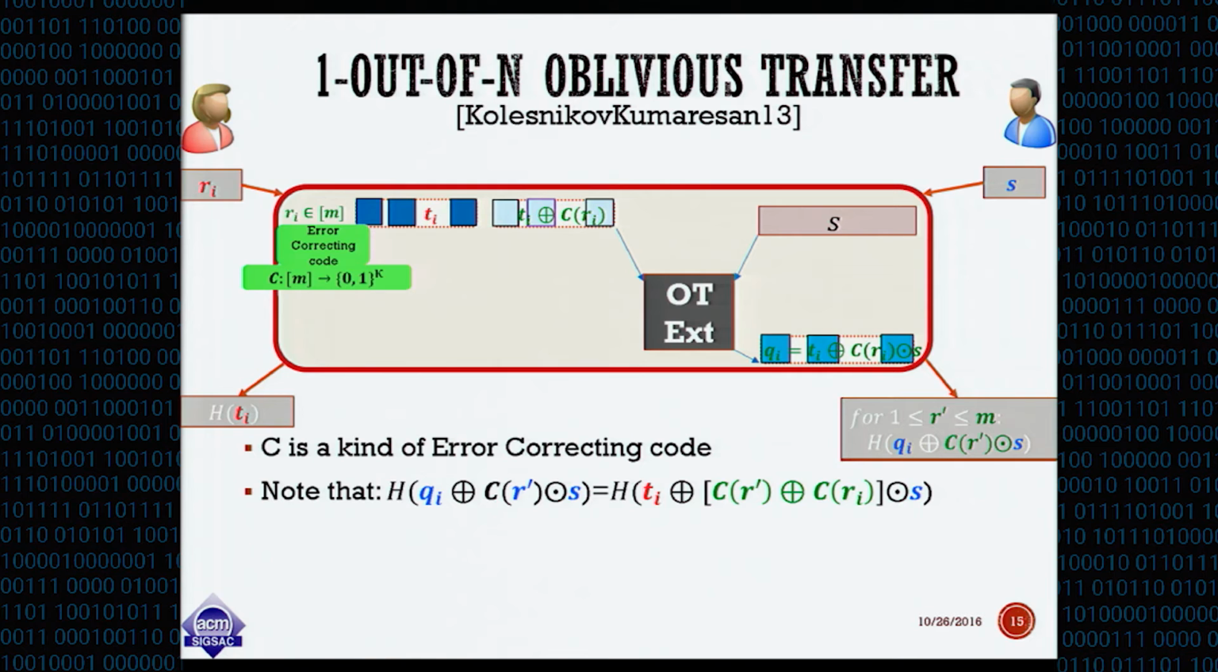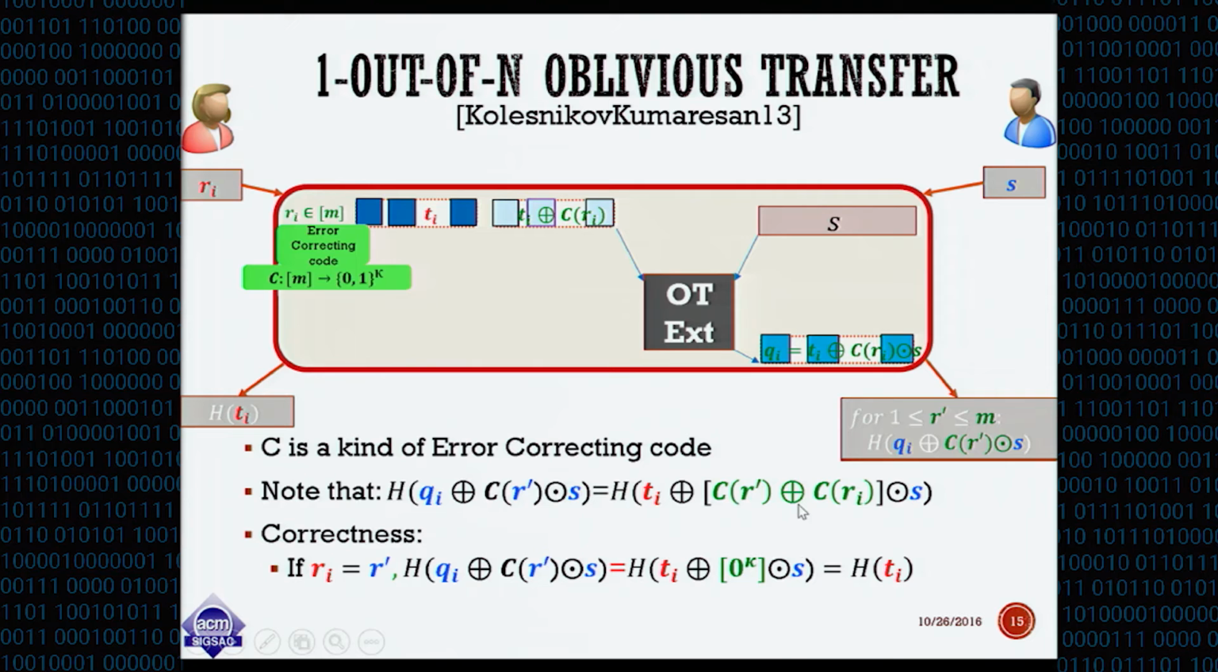So now we look at the green colors here. If Ri equals R', this green color becomes zero. And when we mix Y and X, it becomes zero. And it means that we get the hash of Di. So in other words, Bob can compute m hash values, and Alex knows at least one of them. That is the reason their protocol is called one-of-many oblivious transfer.